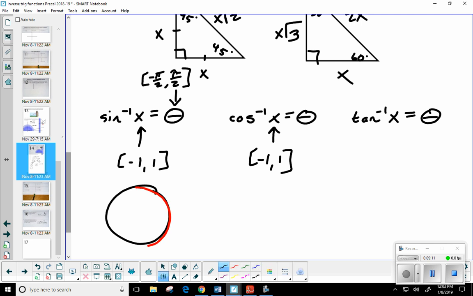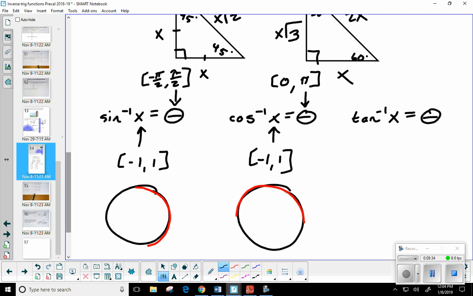Now for cosine inverse, one of the quadrants was the same, but not both. Cosine inverse was restricted to 1 and 2. So whatever answer you got for cosine inverse, it had to be between 0 and pi. Or if you're looking at the unit circle, it had to be the top half.